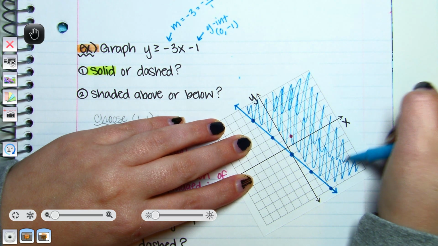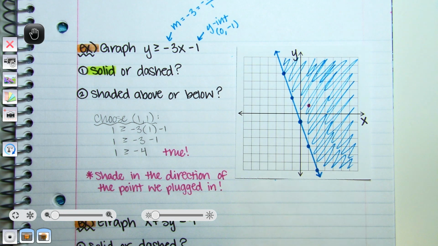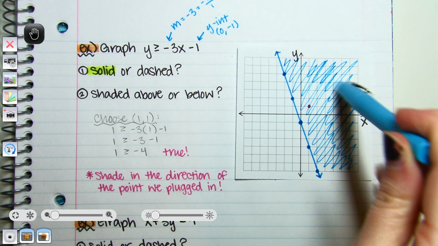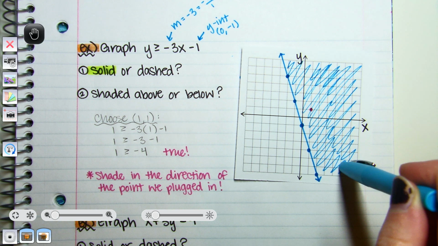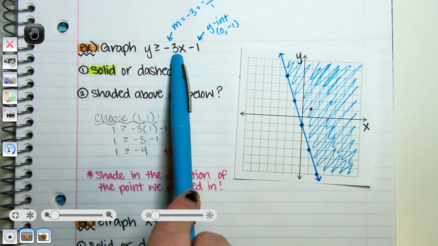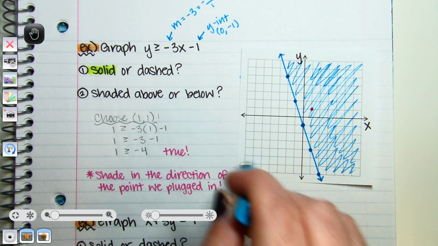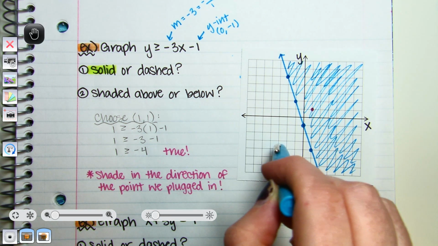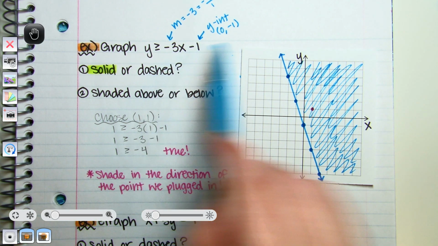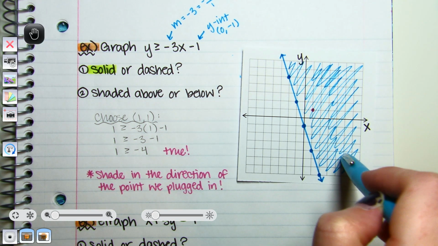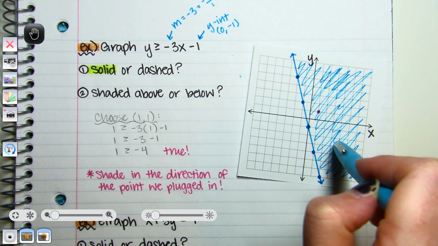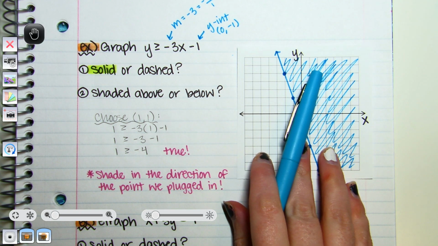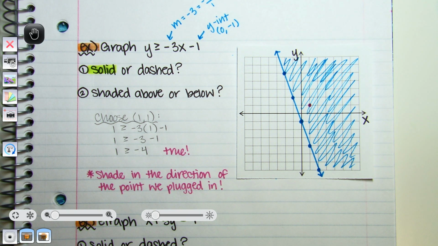Again, you could do this with a pen, a pencil, a highlighter. Just make sure that it's shaded in. Now what this shaded area represents is I could pick any single point over here in this blue area and plug it in and it would be true. I could pick any point over here in the white area that's not shaded and it would be false if I plugged it in. So the blue shaded area, that's what it means. Every single point over here where it's shaded blue is a solution, is true when you plug it in. All right, I'm going to go ahead and stick this down.